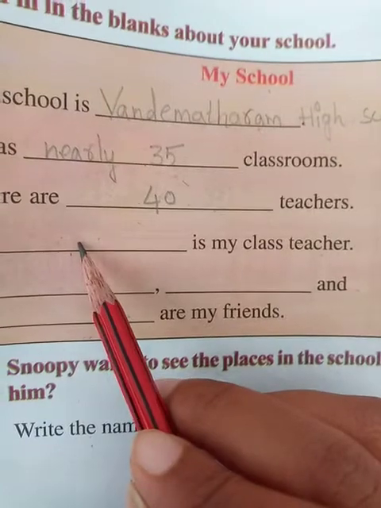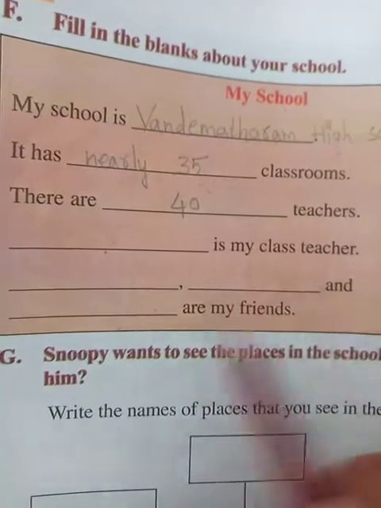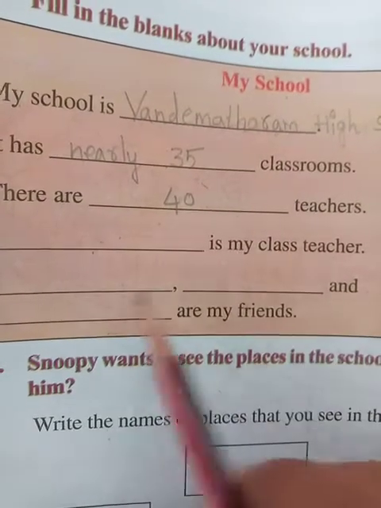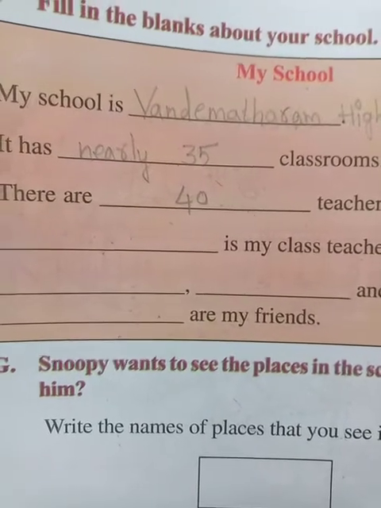I told you to write your class teacher's name. Who is your class teacher in first class? Yes, then dash and dash are my friends. I told you to write your friends' names in this. Did you write? Have you all written?